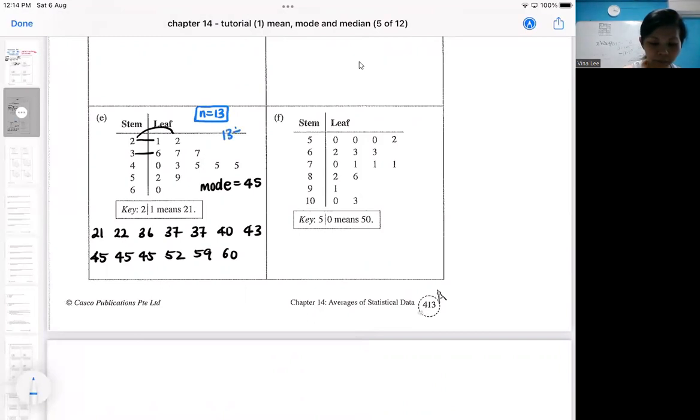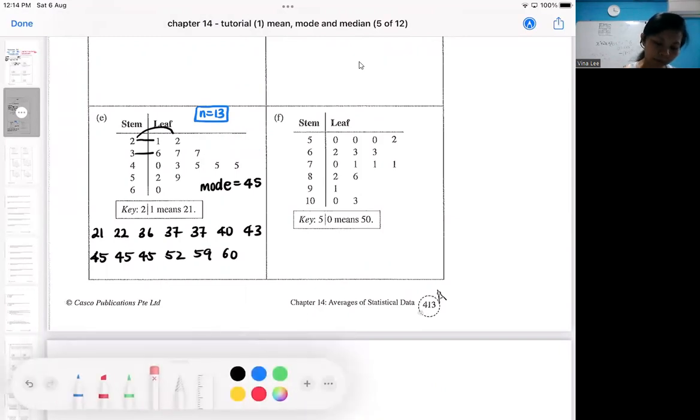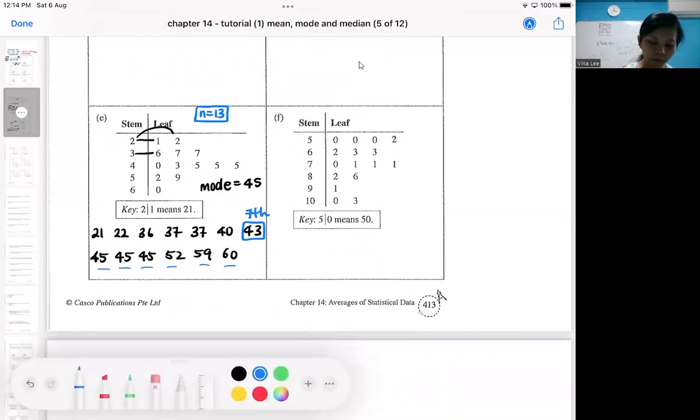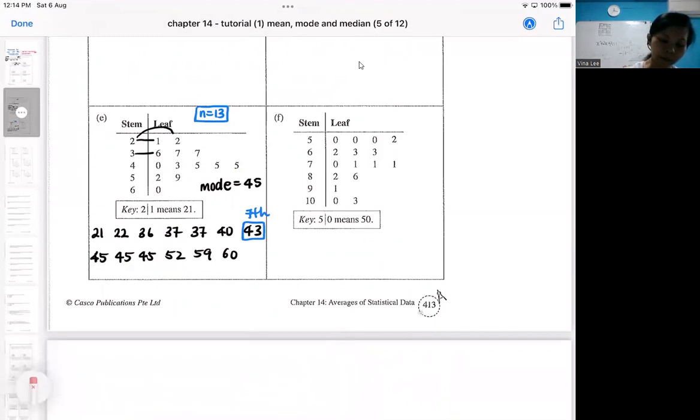So 13 divided by 2 is 6.5. So you round up, that means you go to the 7th guy. So you go and count. This is the 7th guy. Okay, you can double check. If there are 6 on the left, and there's also 6 on the right. So 43 is the median.